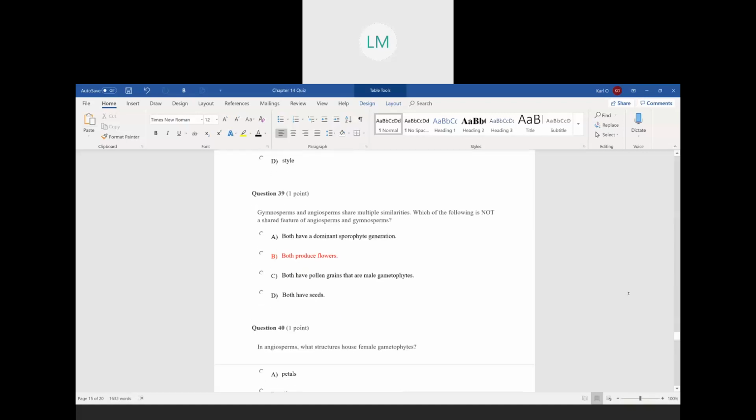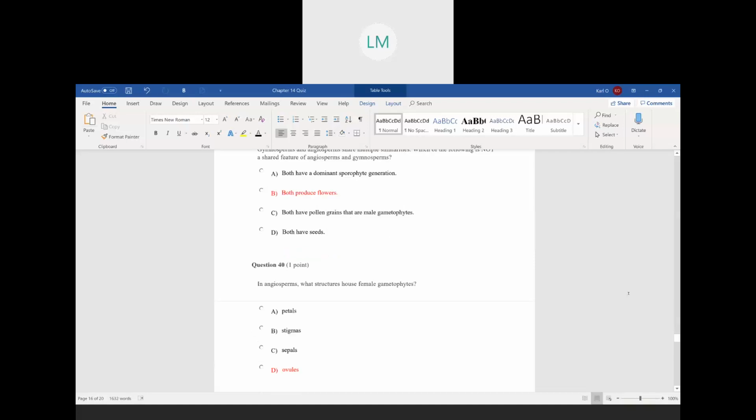Question 39, gymnosperms and angiosperms share multiple similarities. Which of the following is not a shared feature? They do both have a dominant sporophyte generation. They both have pollen grains that are male gametophytes. They both have seeds, but they don't both produce flowers. Angiosperms are the only ones that produce flowers.